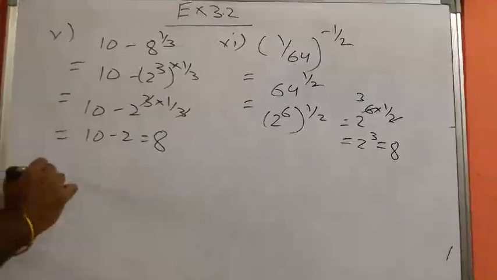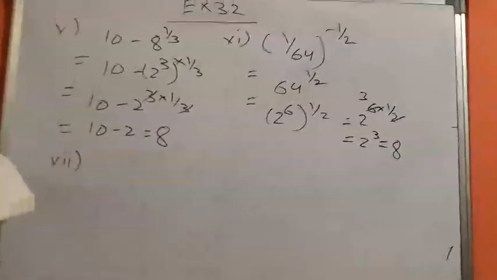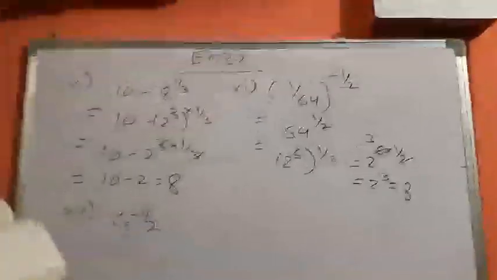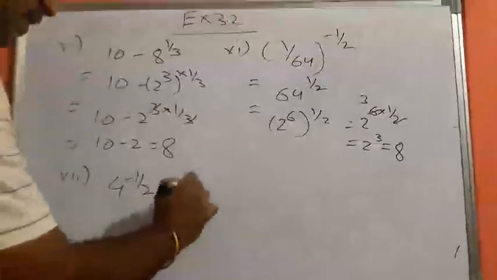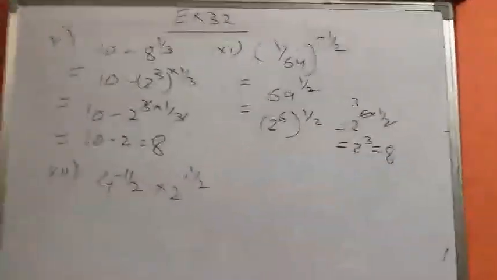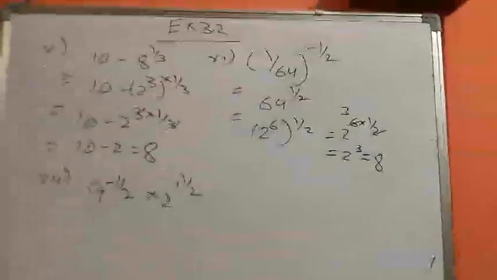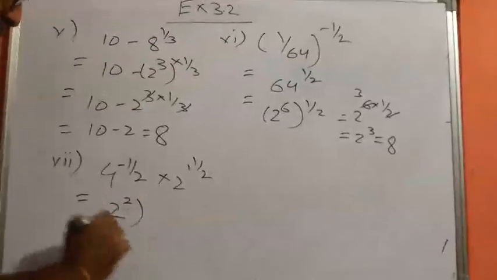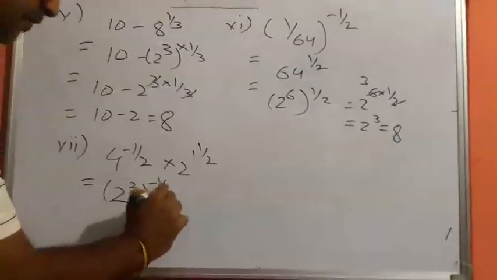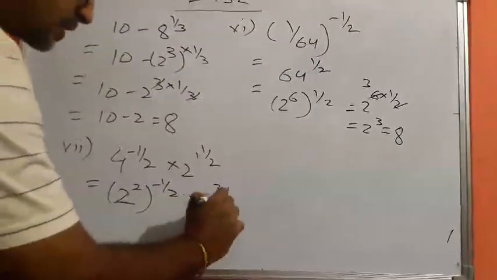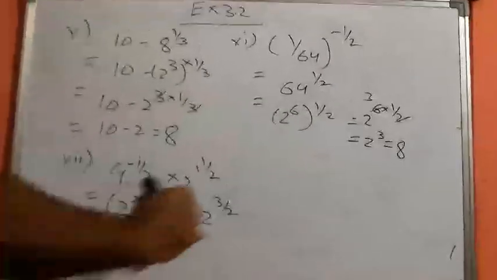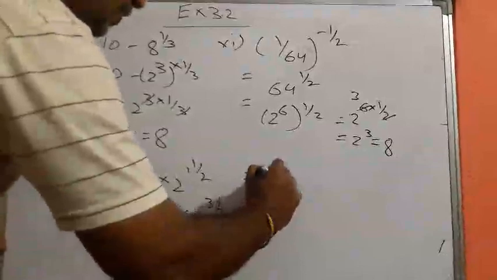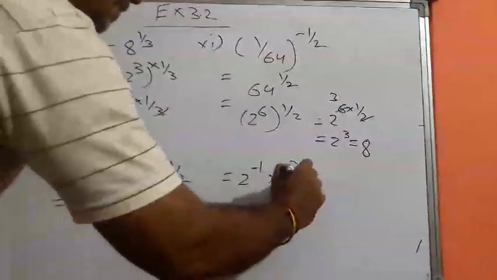And the last one, the 7th: 4 to the power minus half into 2 to the power 1 and a half. So 4 to the power minus half can be written as 2 square to the power minus half, and this is 2 to the power minus 1. The other term is 2 to the power 3 by 2.